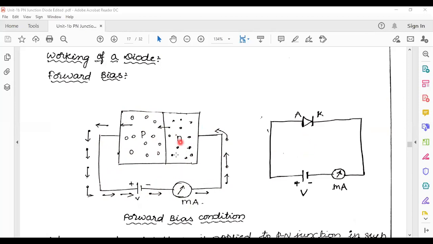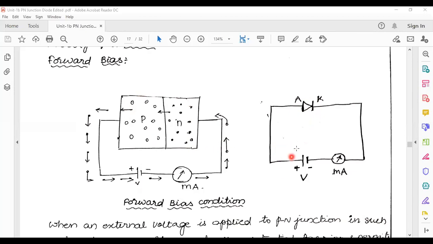This is the layout type of diagram for the p-n junction diode, whereas this is the symbolic diagram for the p-n junction diode. We are going to use this diagram in the laboratory, so both diagrams are needed in the further classes. The anode terminal is connected to positive and the cathode terminal is connected to negative. Then this biasing is known as forward bias condition.